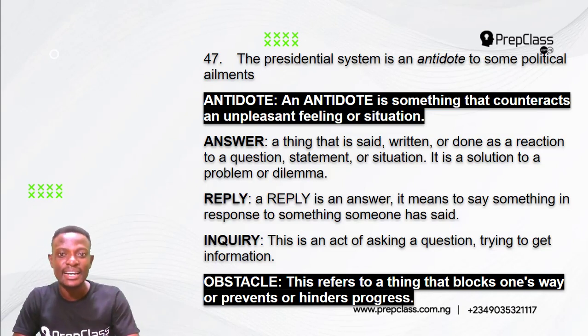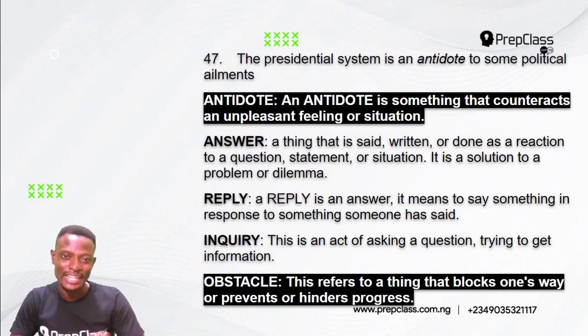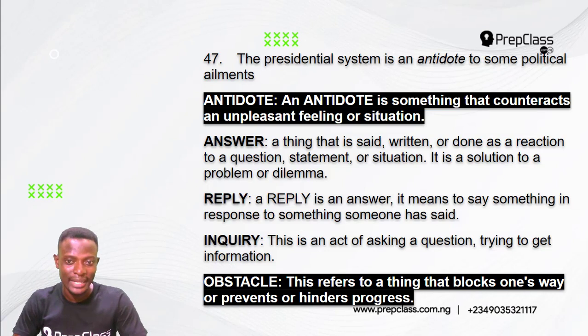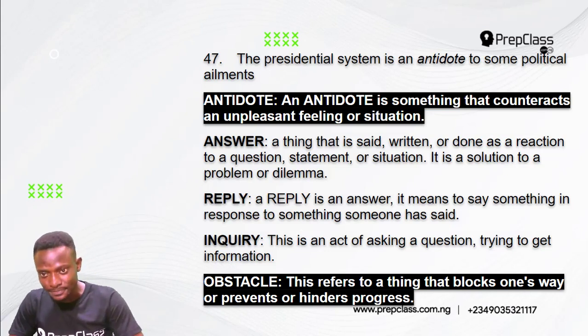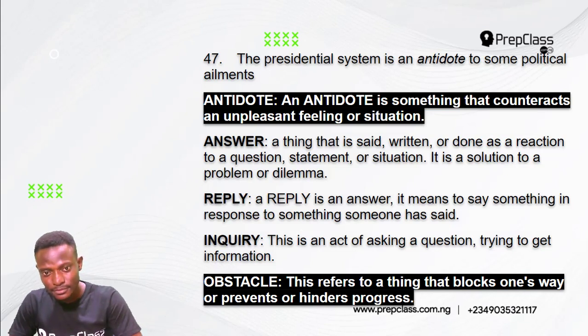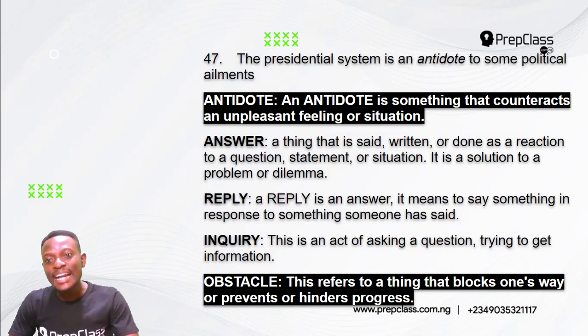Now, option A, answer. An answer is a thing that is said, written or done as a reaction to a question, statement or situation. It is a solution to a problem or dilemma. Option B, reply. A reply is an answer. It means to say something in response to something that someone has said. Option C, inquiry. This is an act of asking a question, trying to get information.